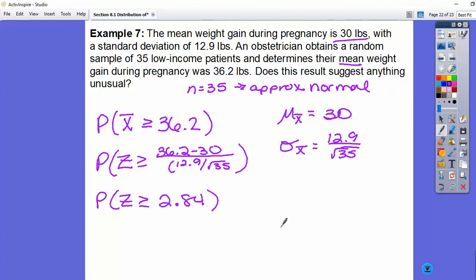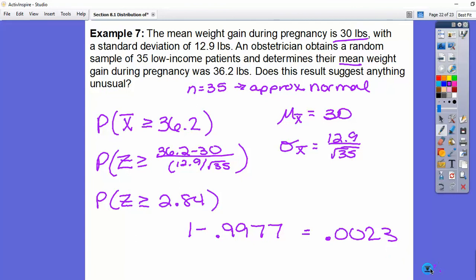How do we do greater than from the table? 1 minus. Okay, at 2.84, the probability is 0.9977. So there is only about a 0.23% chance, so not even a full percent chance that this happens.